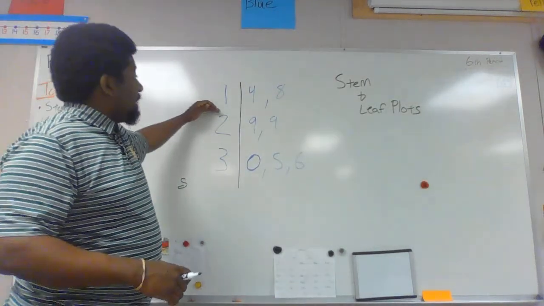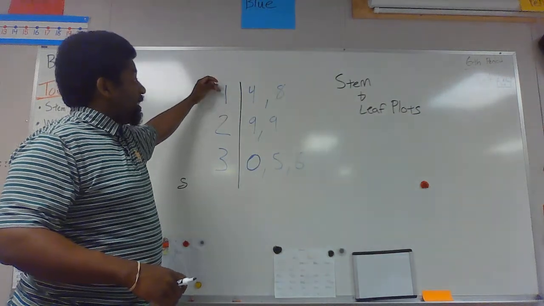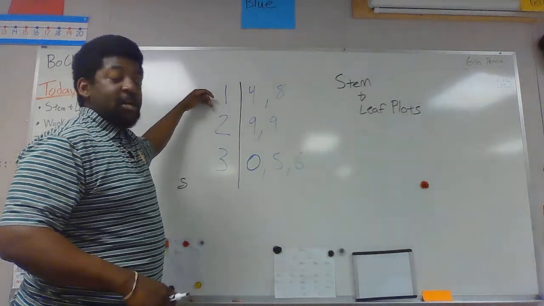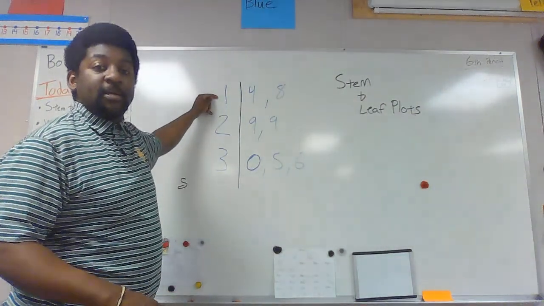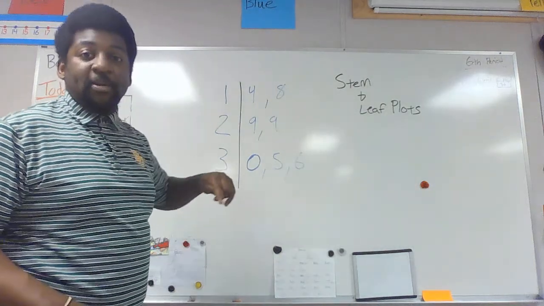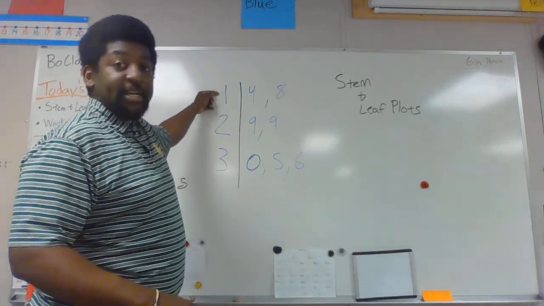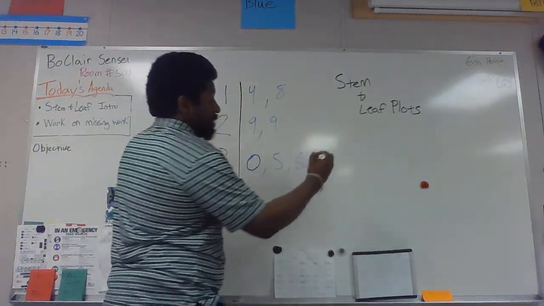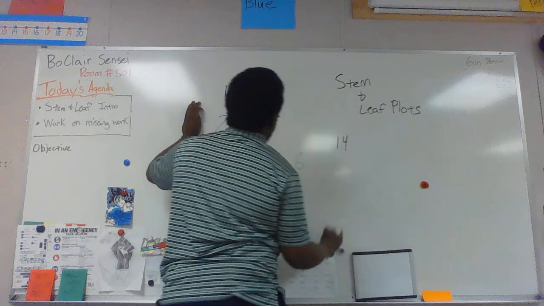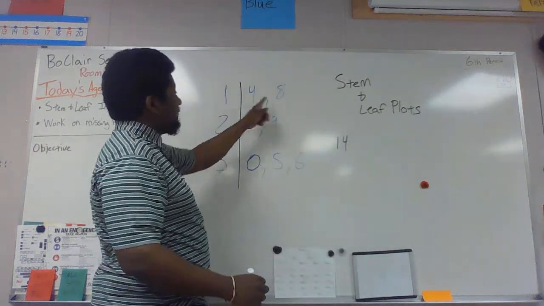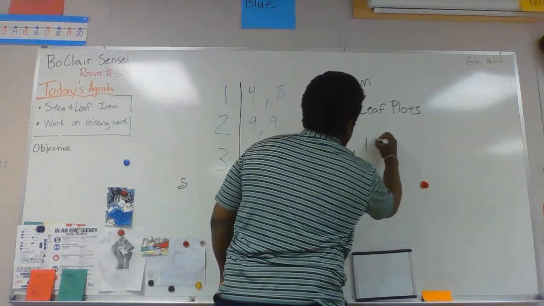So if you look at this, everything that's on this row right here is going to start with the number 1. So what I have is 2 numbers here, but I don't have 4 and 8. Since both of these numbers should start with 1, this first number is 14. Then the second number is 1, 8, 18.